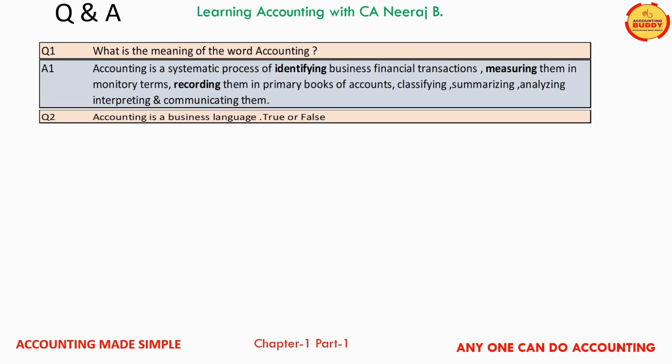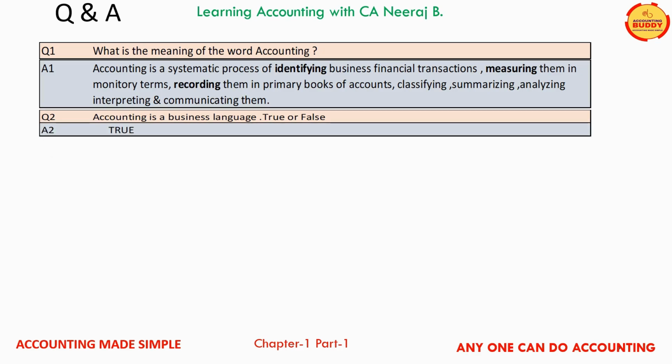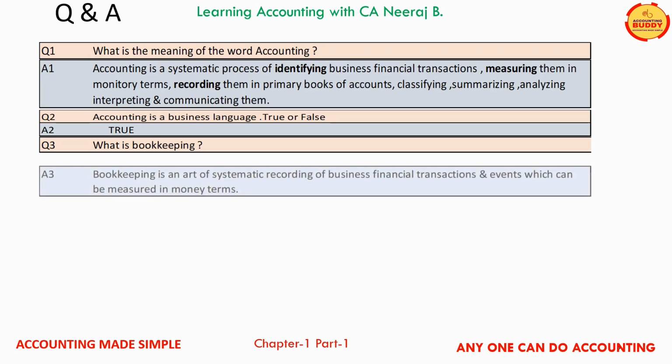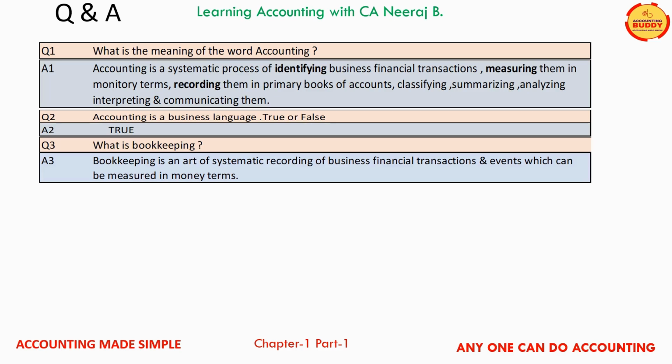Question number 2, accounting is a business language. True or false? It is absolutely true because it helps communicating the financial information and the financial position of a business to the stakeholders. Question number 3, what is bookkeeping? Bookkeeping is an art of systematic recording of business transactions and events which are measured in monetary terms.